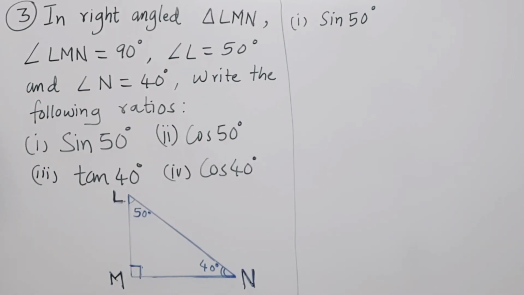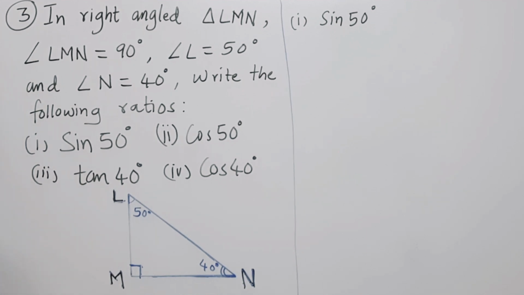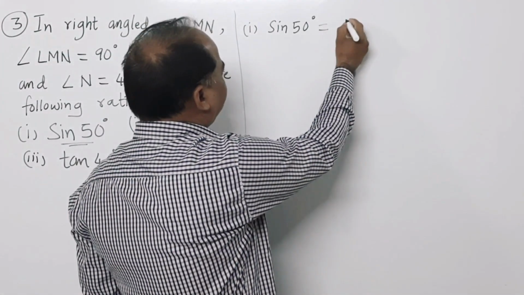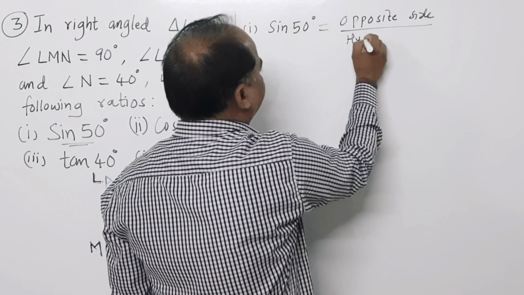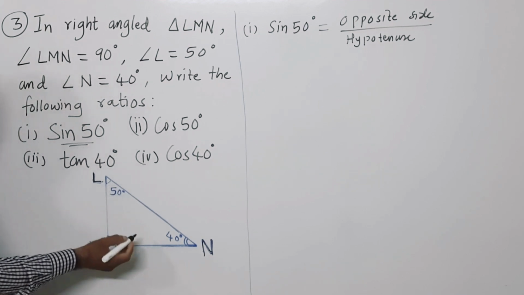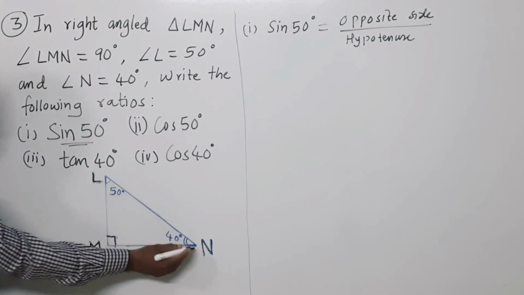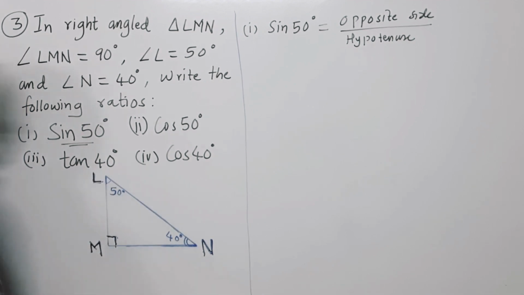For example, in right angle triangle LMN, angle M is 90 degrees, angle L is 50 degrees and angle N is 40 degrees. Write the following trigonometric ratios. First is sine 50. Sine theta, we know the formula, is opposite side upon hypotenuse. So for angle 50, the opposite side is MN, and the hypotenuse is the side opposite to 90 degrees, that is LN. So sine 50 is MN upon LN.